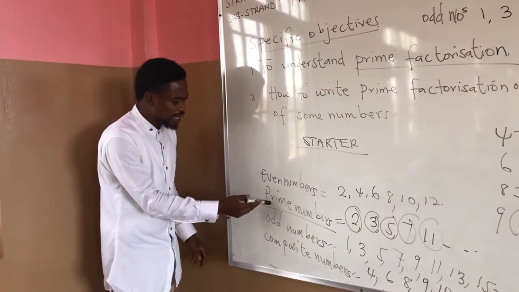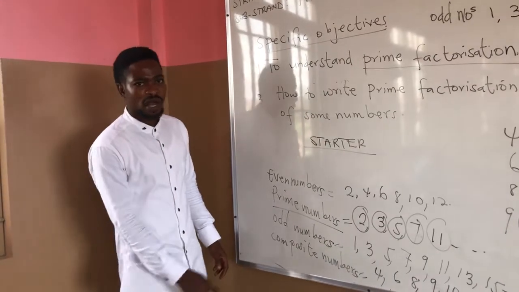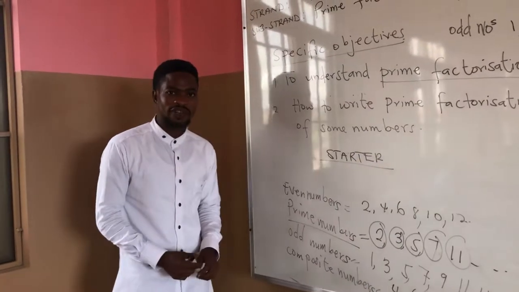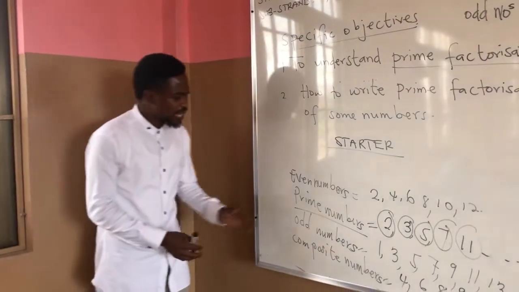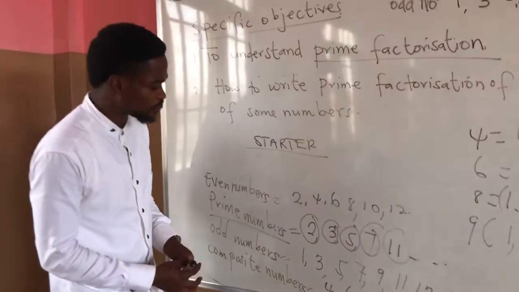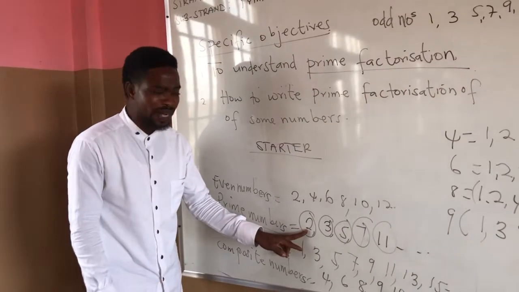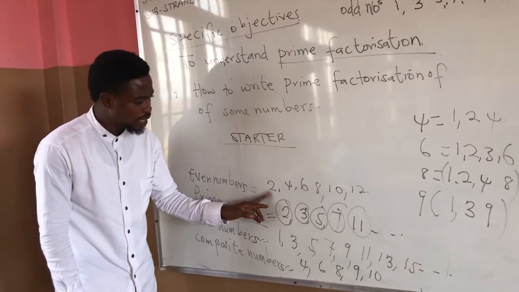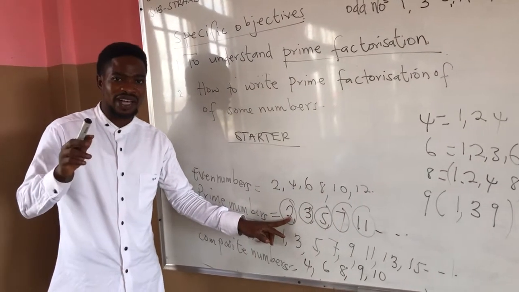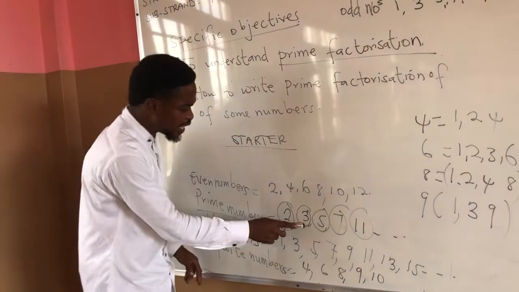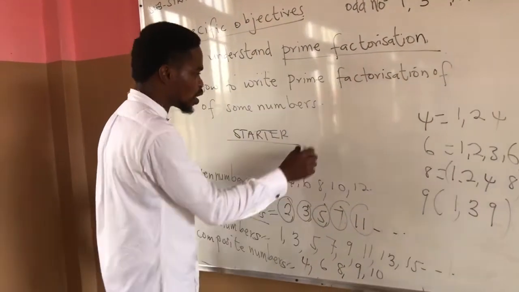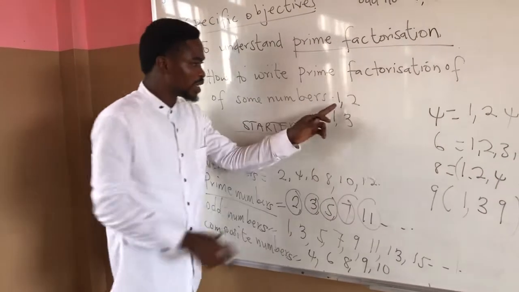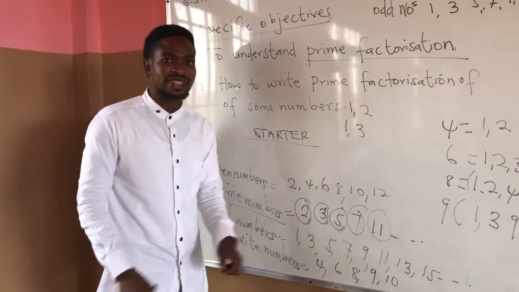The next one is prime numbers. What are prime numbers? Prime numbers are numbers that have only one factor and itself. Let us look at the examples of prime numbers. 2 is a prime number, and at the same time an even number, because it has only one factor and itself. And 3 is also a prime number because it has only one factor and itself.